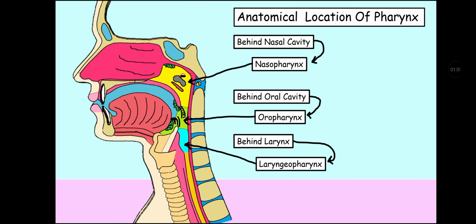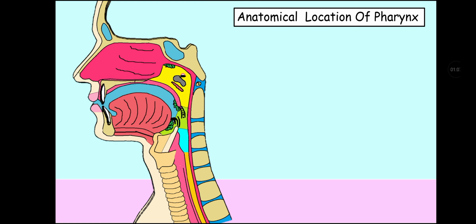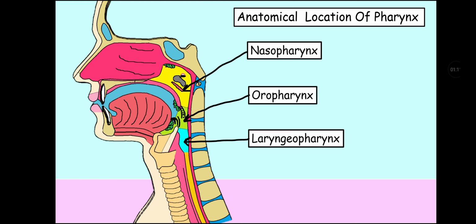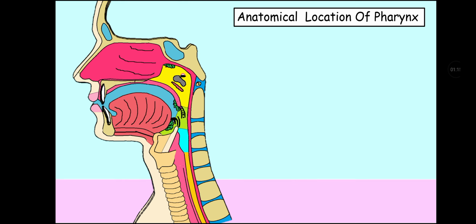So overall, the pharynx is divided into three anatomical parts. First is the nasopharynx, second is the oropharynx, and third is the laryngopharynx. Further talking about its anatomical location, it starts superiorly from below the cranial cavity, just below the sphenoid bone, and it ends inferiorly at the esophagus and larynx.